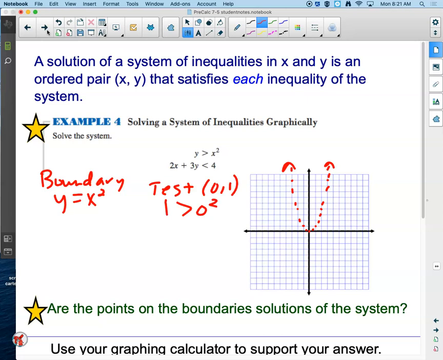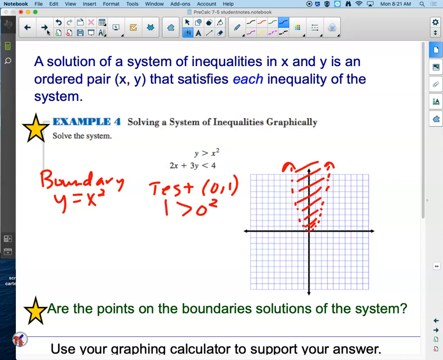Well, that's going to say 1 is greater than 0, which it is, which is good news. That means we're going to shade inside our parabola. And now here's why I had you grab a second color. We have another one we're supposed to graph with this one. 2x plus 3y is less than 4.